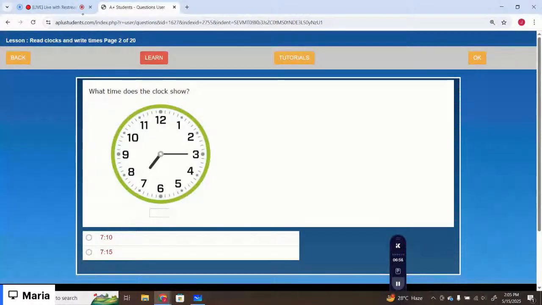What time does the clock show? So, which is the correct option? That is 7:15. The correct option is 7:15. It is option number two that is the correct option. Very good.